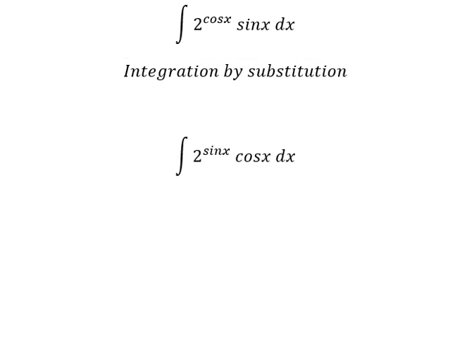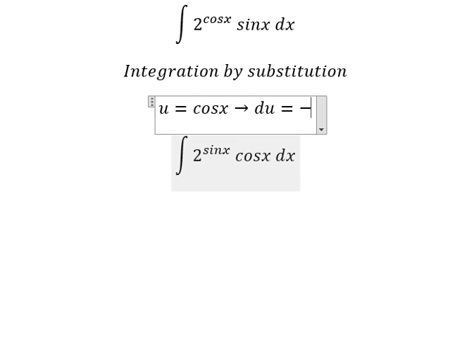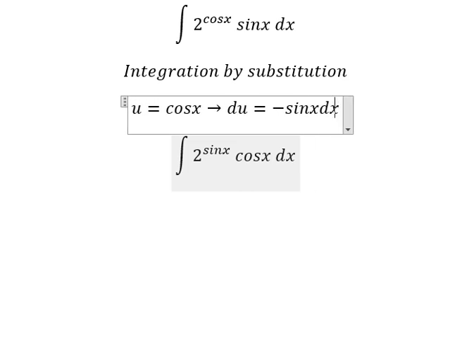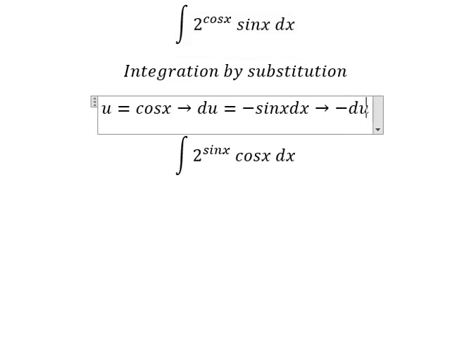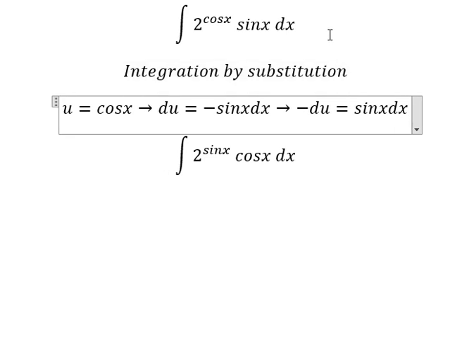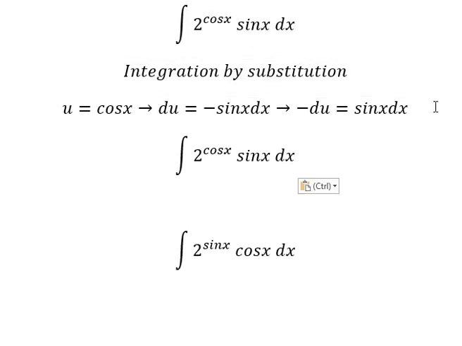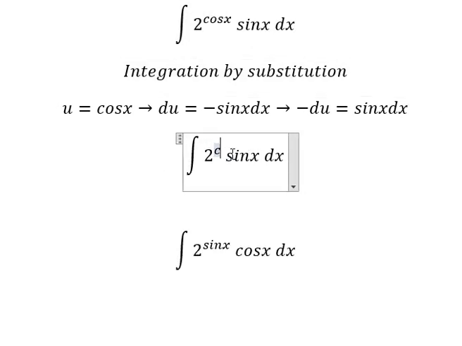So I will put u equal to cosine x. Later we need to do the first derivative for both sides, and we have negative sine x dx. Because we don't have the negative in here, I will move this one to the left. So this one we change for u, this one we change for negative du.